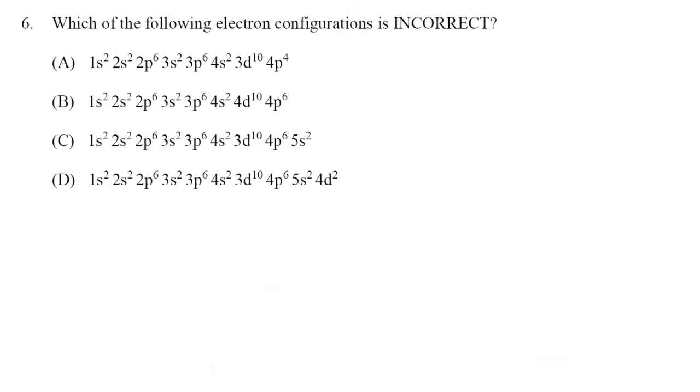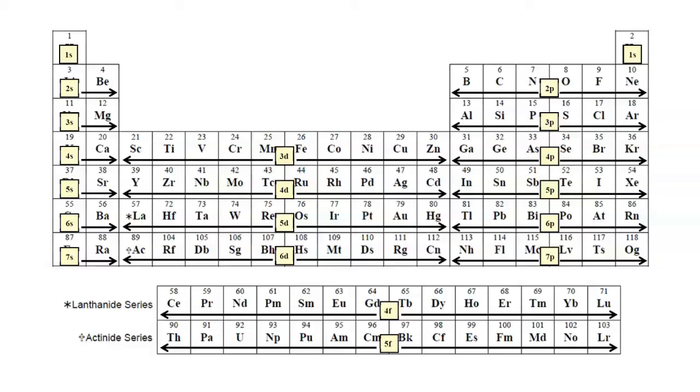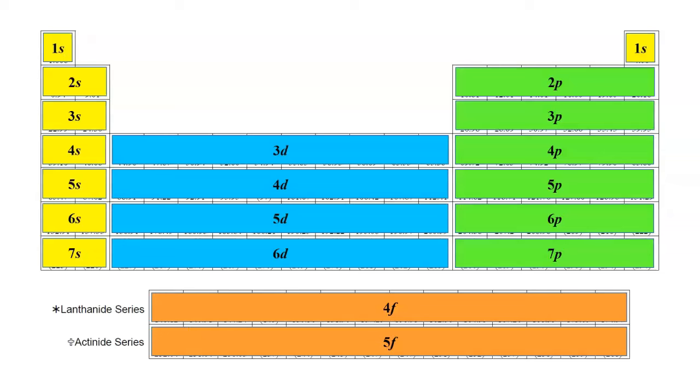Now let's take a look at question 6. Question 6 says, which of the following electron configurations is incorrect? The way to answer question 6 is to know the pattern of energy levels and the types of orbitals, such as s, p, d, and f, that you've already learned by memorizing that pattern on the periodic table.